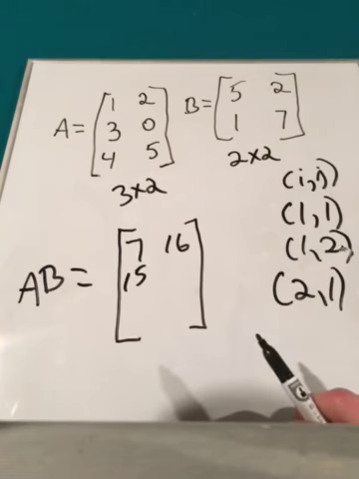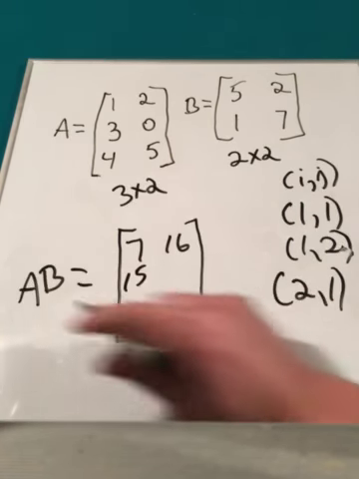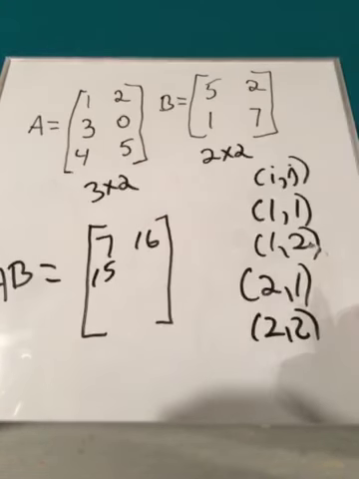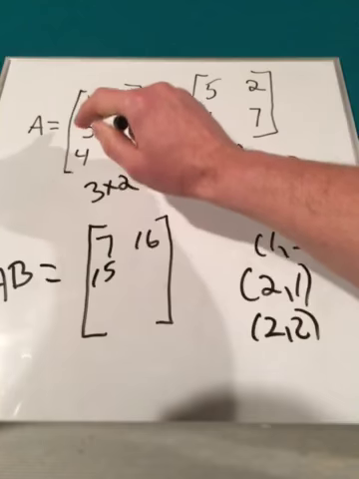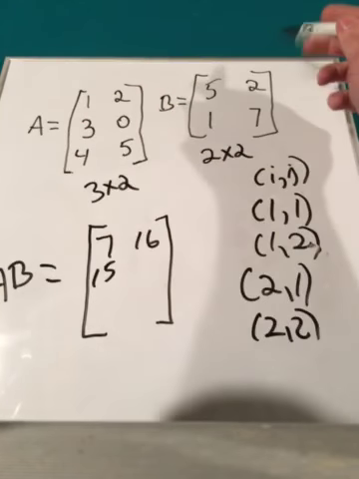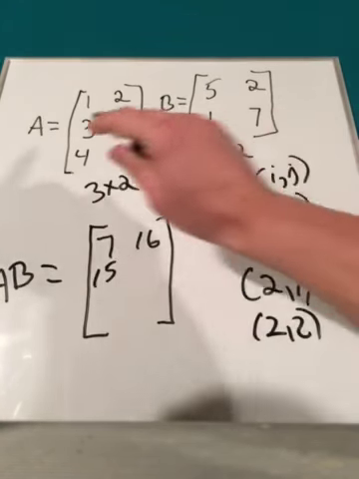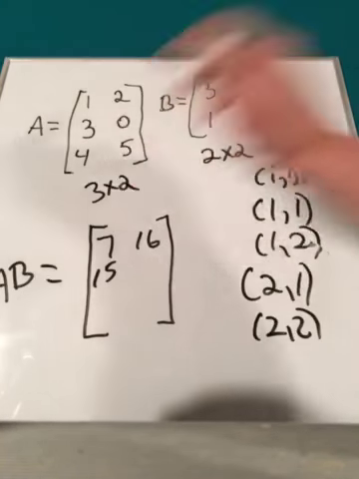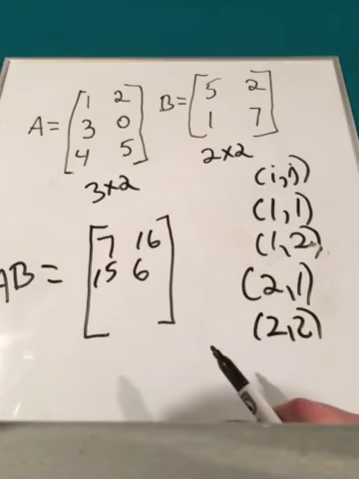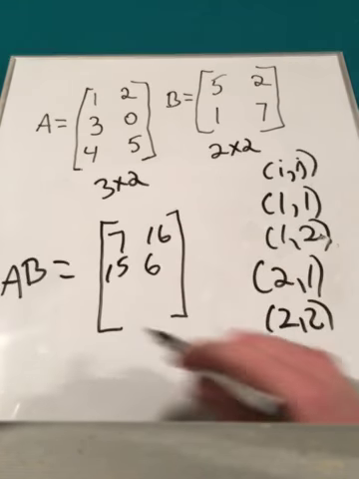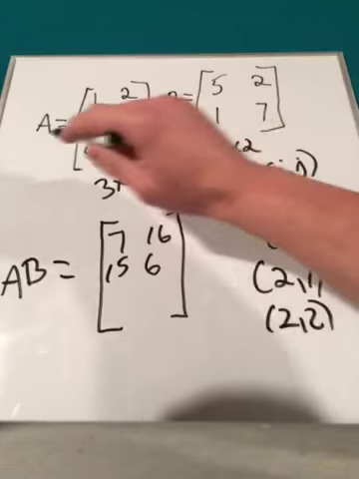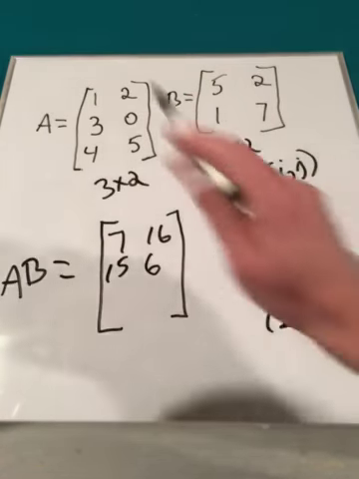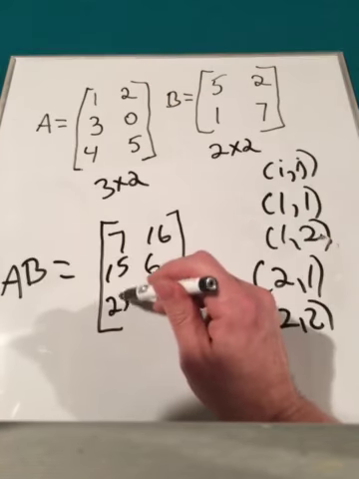Okay, and then just keep on going. Now we're in our second row, second column. So second row of A dotted with the second column of B. So that's just 3 times 2, which is 6, plus 0 times 7, 0. So that's just 6. And then our last row, now we're in our third row, first column. So 4 times 5 plus 5 times 1. So that's 20 plus 5, so that's 25.